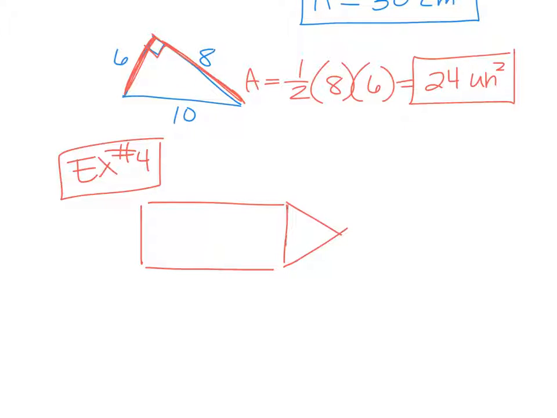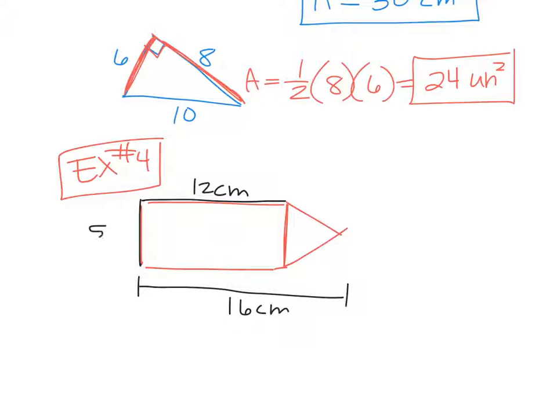You have this triangle. I'm going to tell you that this whole thing from end to end is 16 centimeters. This piece is 12 centimeters, and this side is 5 centimeters. Okay, I want to know the area of that whole figure, so the rectangle and the triangle.